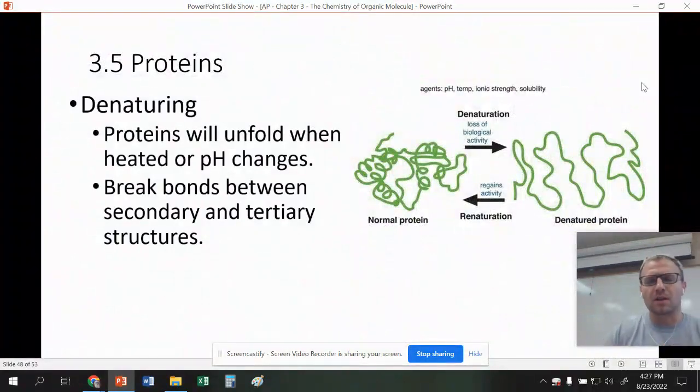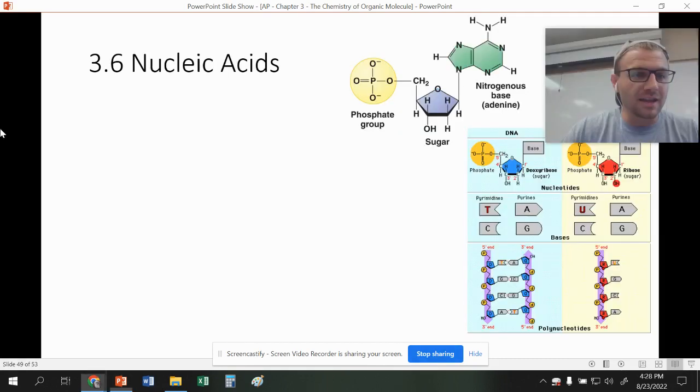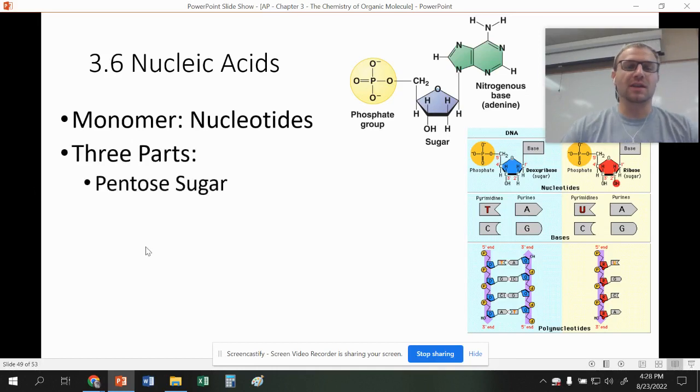Last part that I'm going to go over is something called denaturing. This is when the proteins will unfold because of things like being heated too high or changes in pH. What happens is you break down the bonds between the secondary and tertiary structures, and that will uncoil or unfold the protein. And when you change something's structure, you will change its function. We'll talk more about denaturing in class, but I'm just going over this term in general for proteins.